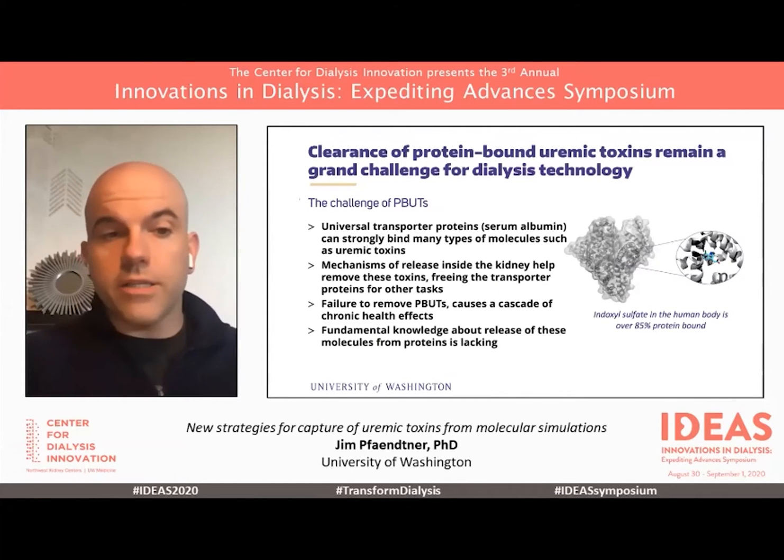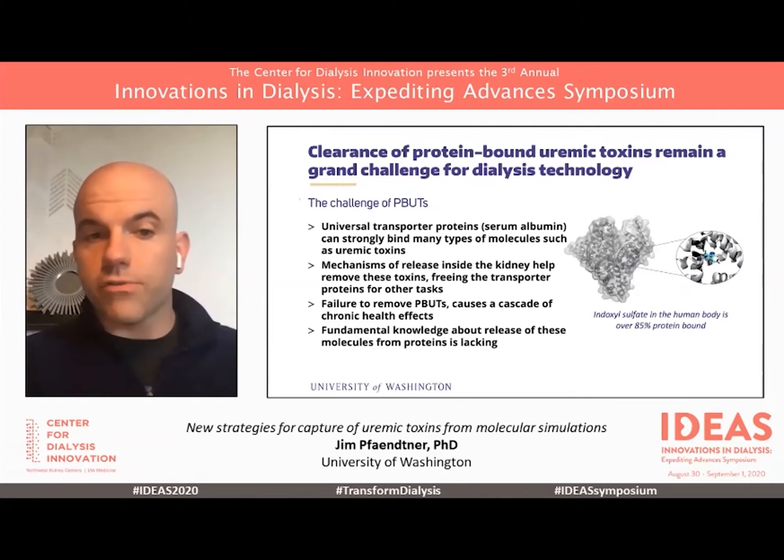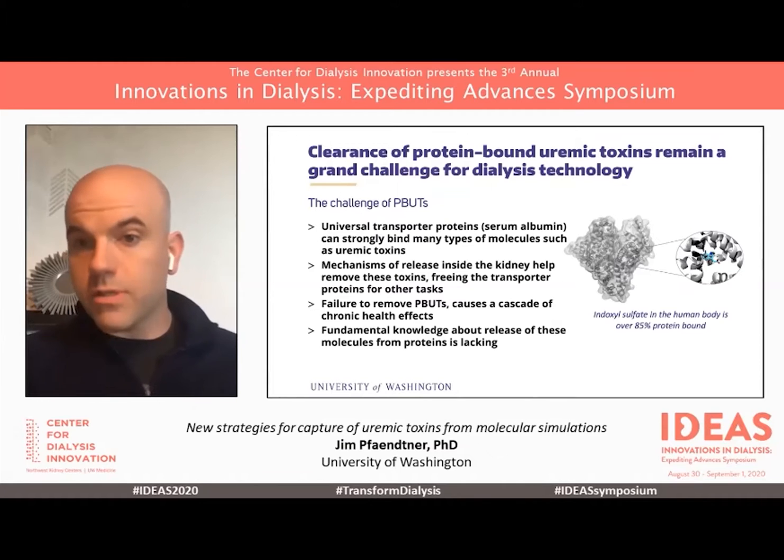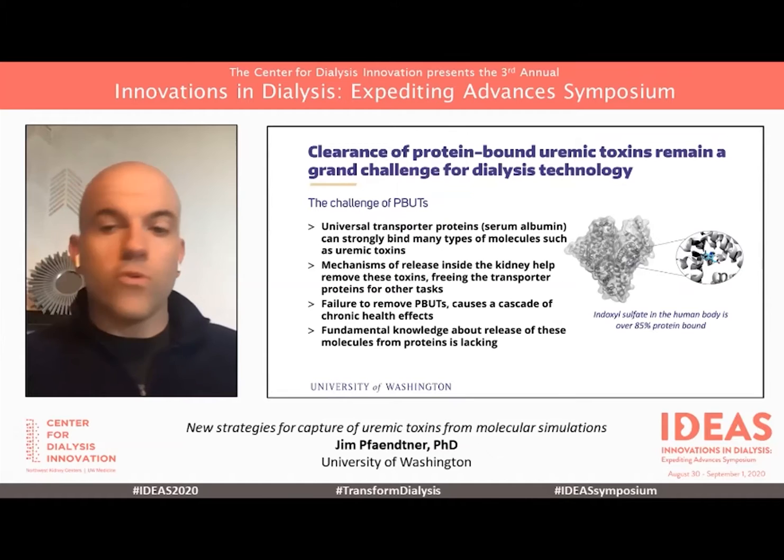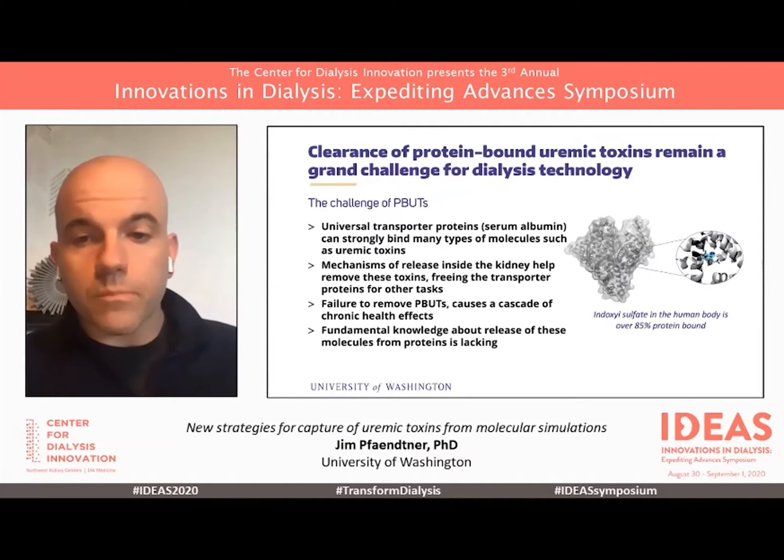Most PBUTs, to my knowledge, travel through the body on universal transporter proteins. I've shown here in cartoon relief a protein called serum albumin. Serum albumin is a promiscuous transporter protein. It can bind many types of different small molecules. I'm showing here one uremic toxin, indoxyl sulfate. Indoxyl sulfate exists 85% or more bound to this protein in the body. And so even though it does cause health effects in its small molecule form, it moves around through the body when bound to this protein.